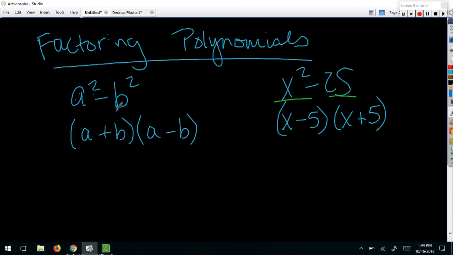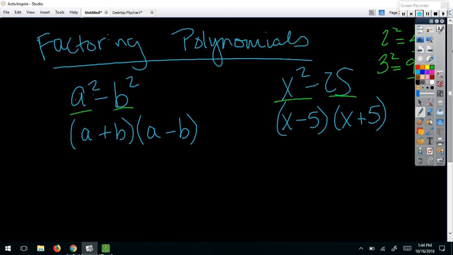These were based on powers of 2, which means raised to the second power, right? 2 to the second power is 4, that's a perfect square. 3 to the second power is 9, that's a perfect square, and so on and so forth. The pattern that I'm going to show you today, or one of the patterns, is a sum and difference of 2 cubes. So we have to think about what a cube is. Y'all got this?